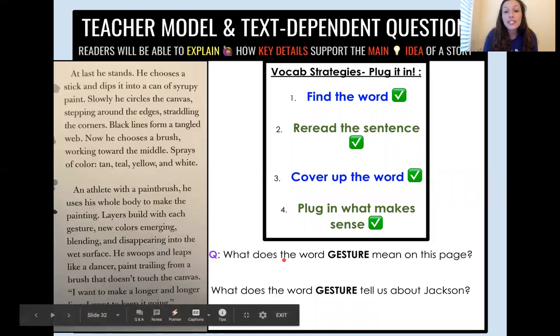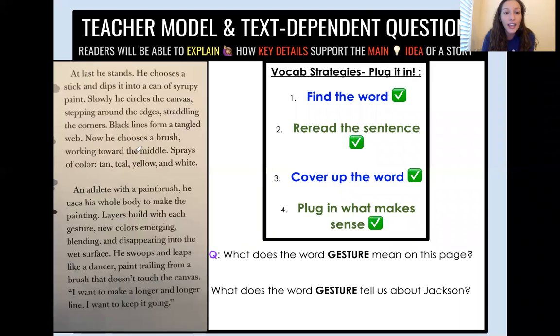It says, what does the word gesture mean on this page? So we just read this page, so I'm not going to read it again. But for step 1, we do need to go back and find the word gesture. So I'm going to highlight the word gesture, which is here in the second paragraph. An athlete with a paintbrush, he uses his whole body to make the painting. Layers build with each gesture, new colors emerging, blending, and disappearing into the wet surface. I'm going to stop reading there because I've already done step 1, which was to find the word.